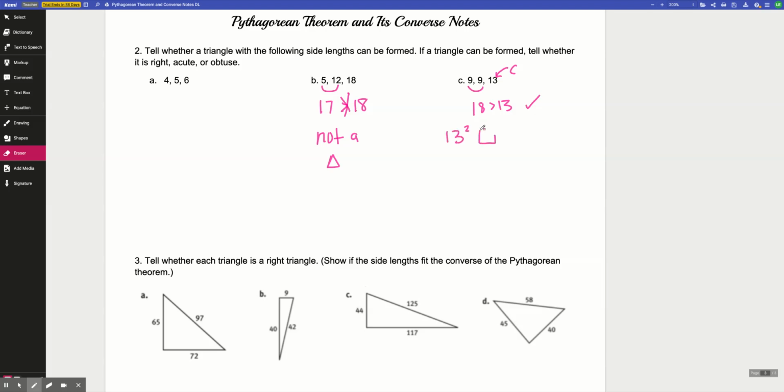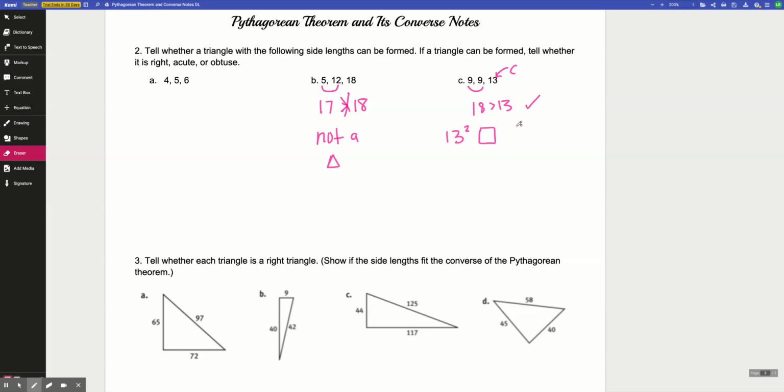Just because it makes it a little bit easier for me to figure out what's going on with the relationship between the numbers on either side of the relationship sign, whether it's an equal sign, a greater than symbol, or a less than symbol. Okay, so I have 13 squared.